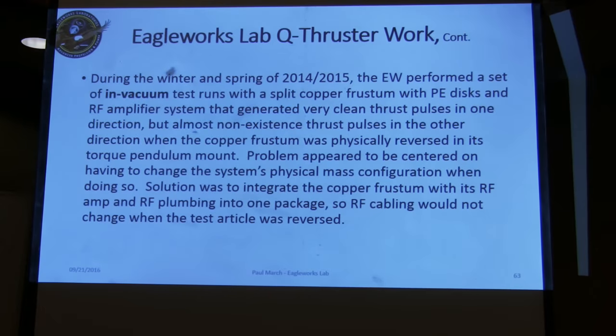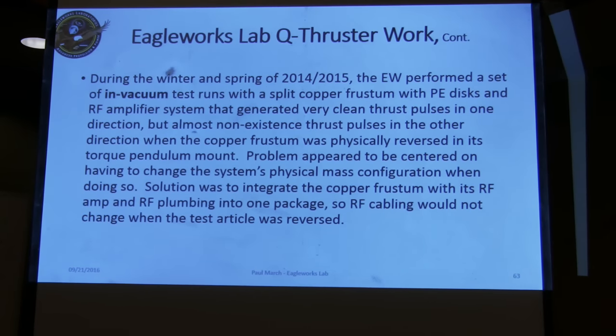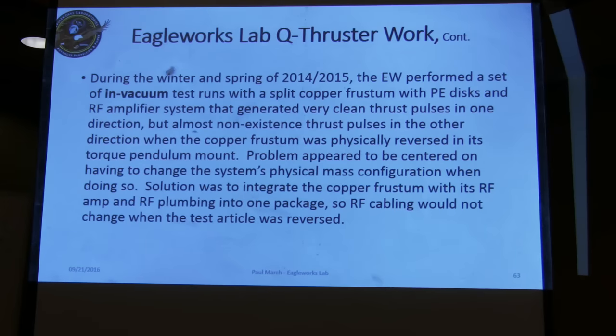Next slide. During the winter of 2014, we performed in vacuum test runs, split copper, that generated very clean thrust pulses in one direction, but almost non-existent thrust pulses in the other. And again, that was due to the RF cabling asymmetries and the center of gravity shifting.